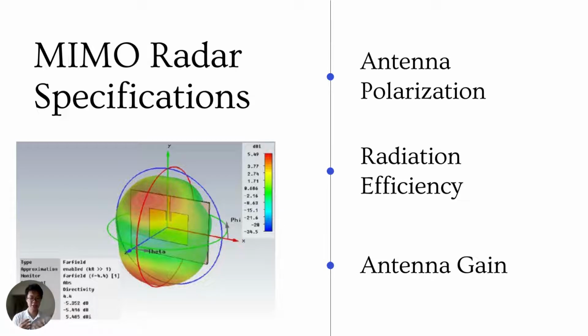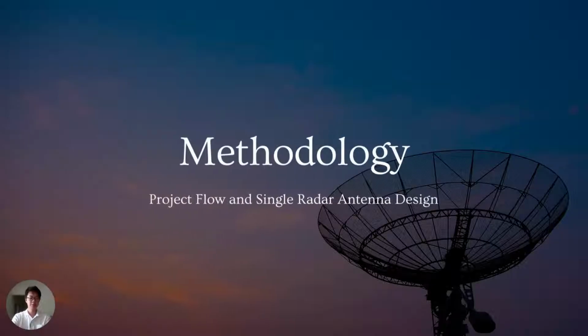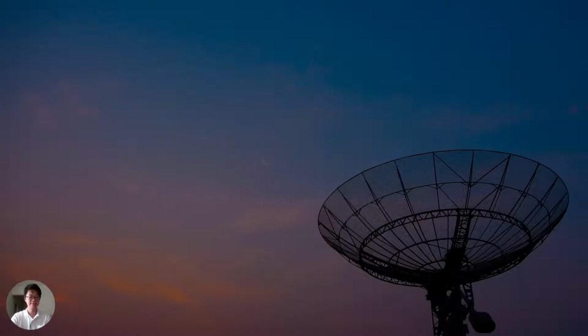Radiation efficiency, so how good does it radiate, and lastly antenna gain, which is directly just saying that in a direction, how strong could the antenna concentrate or propagate. Well, that is it for our basic about the literature review. So move on to the methodology.